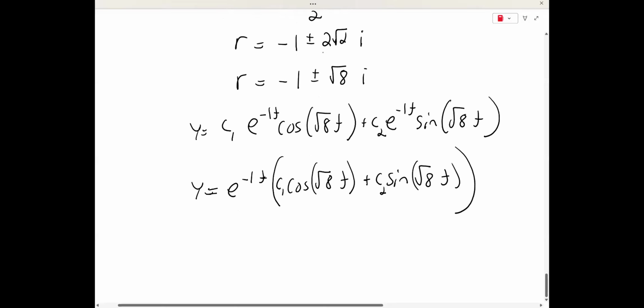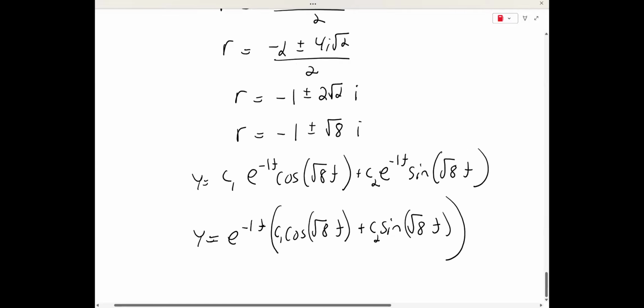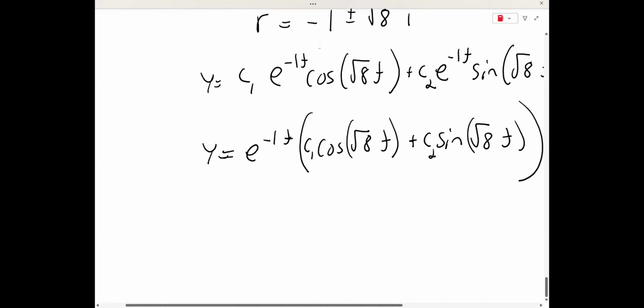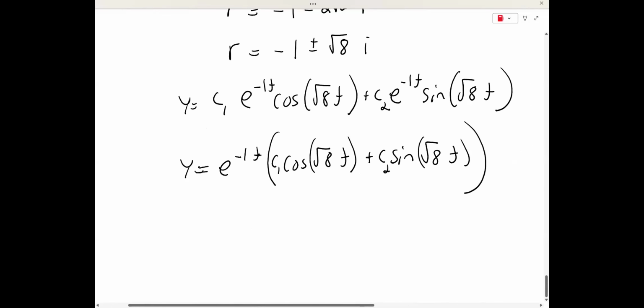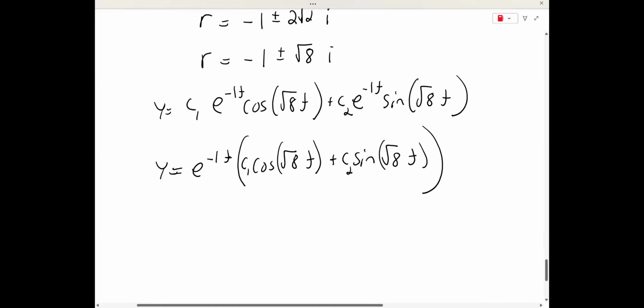Because I get this here then. Any questions on that one so far? This one's a bit messier because the roots are messier for the characteristic equation, but you end up with this. Now I'm going to have to find initial conditions, so I'm going to need to take a derivative.